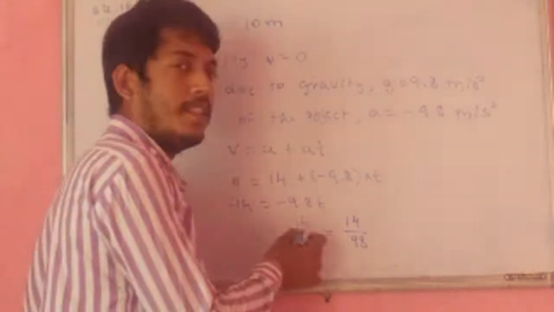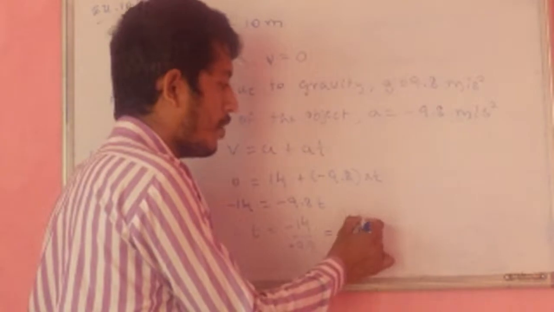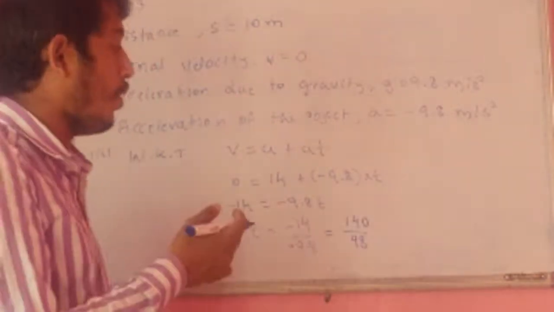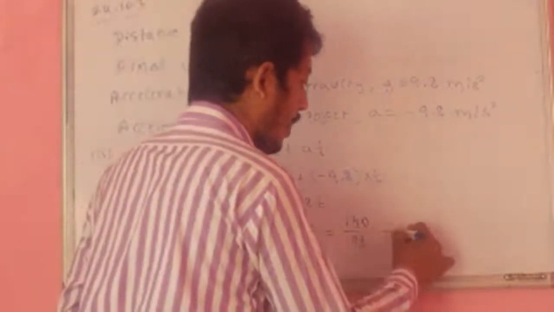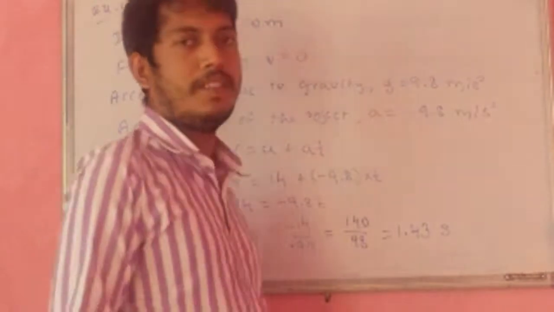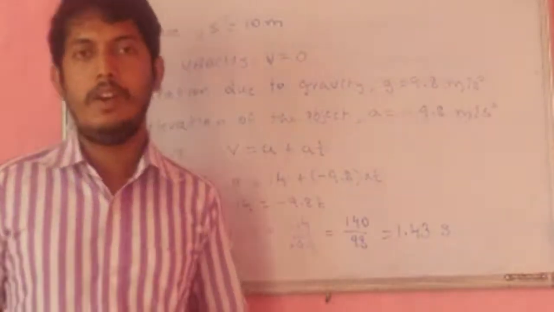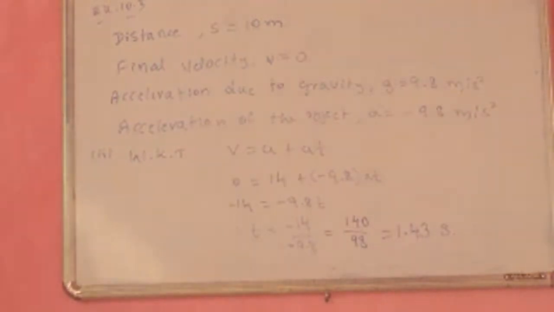So here no decimal point is present, that means it is present here. So when we move this, it becomes 140. Therefore it becomes 140 divided by 98, and this value is equal to 1.43 second. SI unit of time is second. Okay, 1.43 second. This is the solution of the second problem.